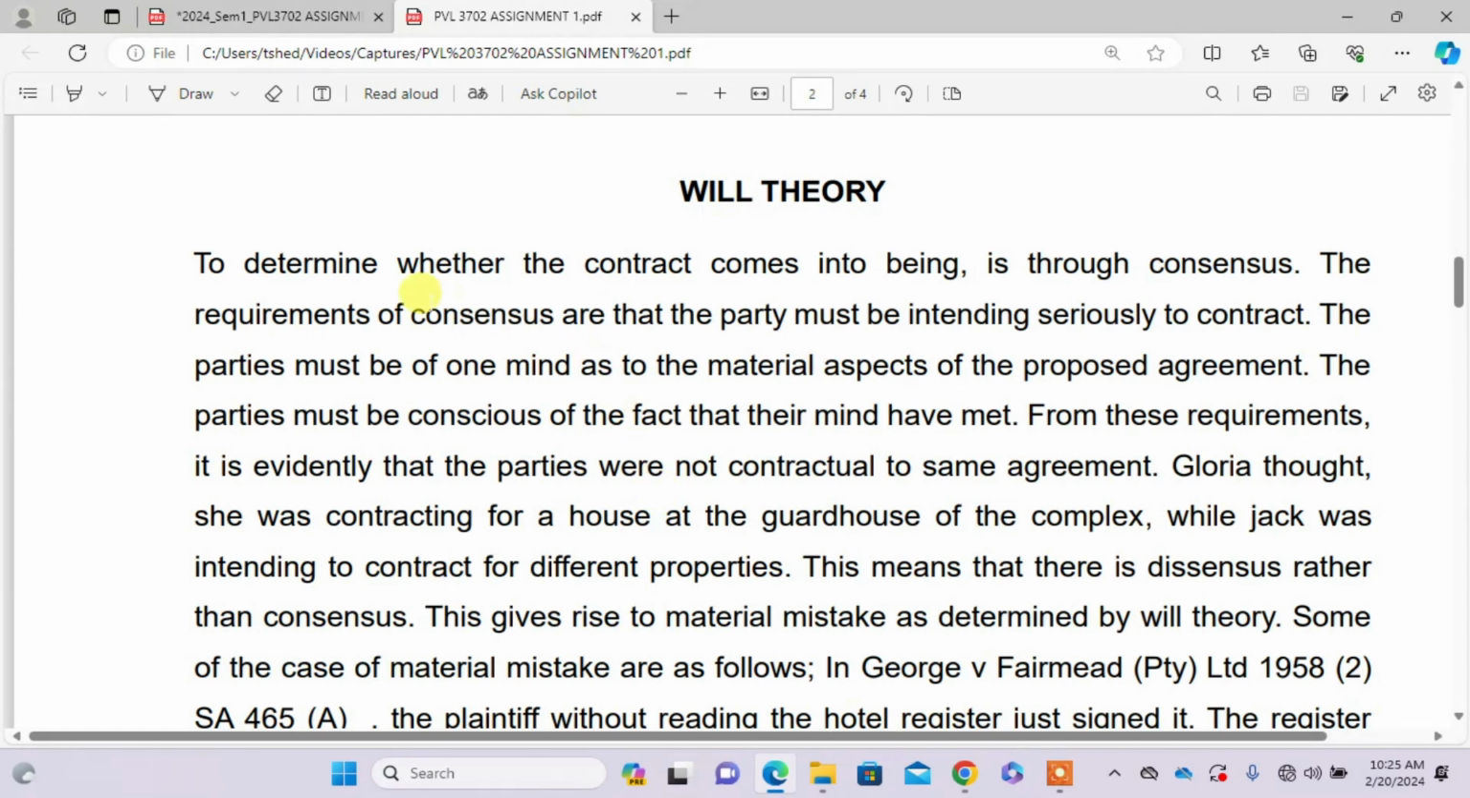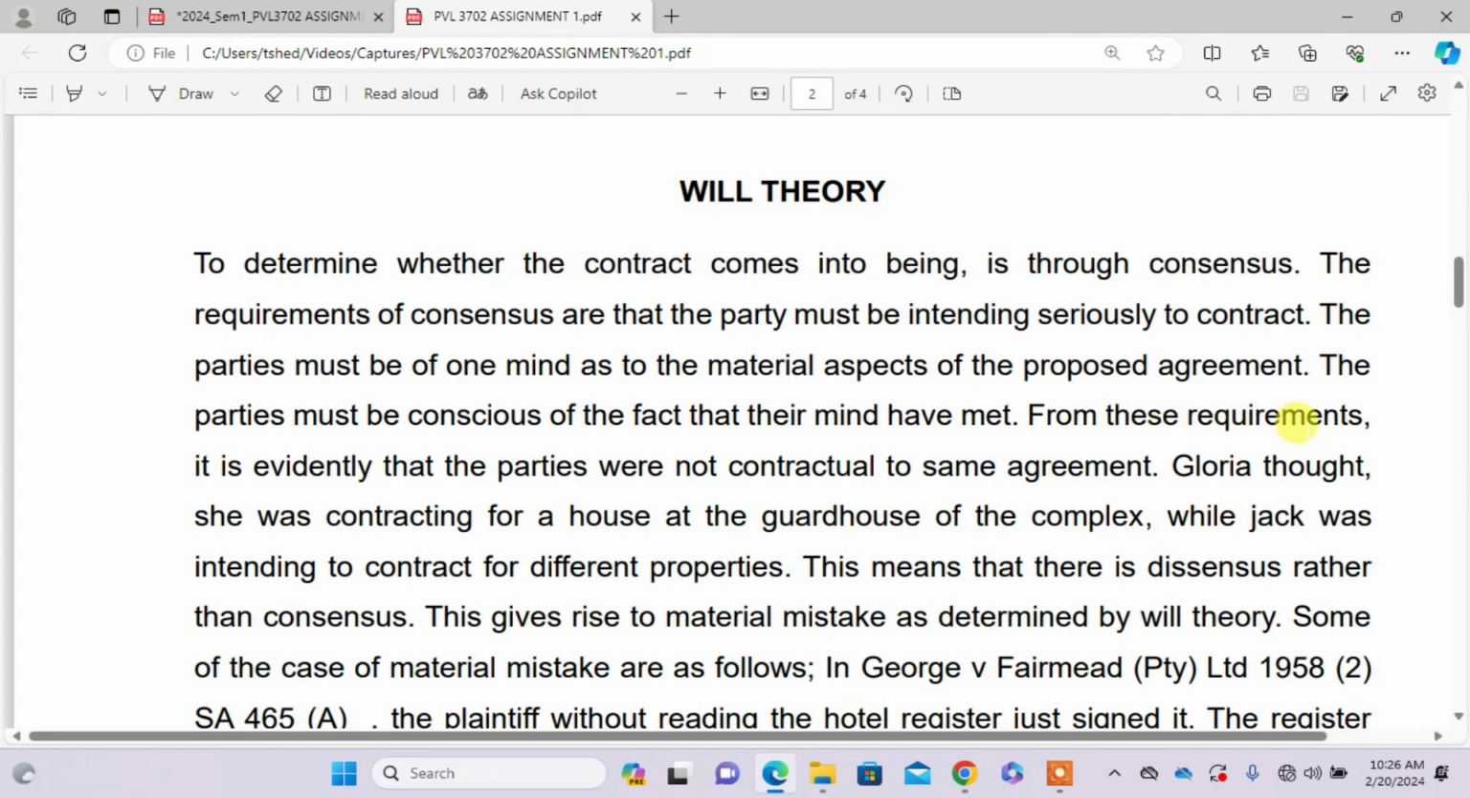To determine whether the contract comes into being is through consensus, which is talking about the will theory. The requirements of consensus are that the parties must be intending seriously to contract. The parties must be of one mind as to the material aspects of the proposed agreement. The parties must be conscious of the fact that their minds have met.